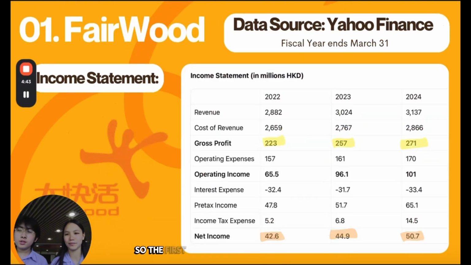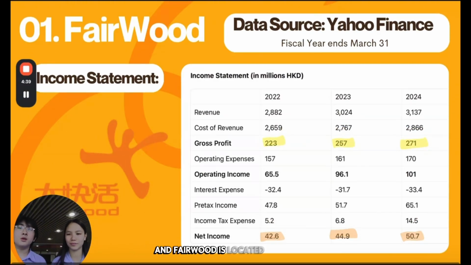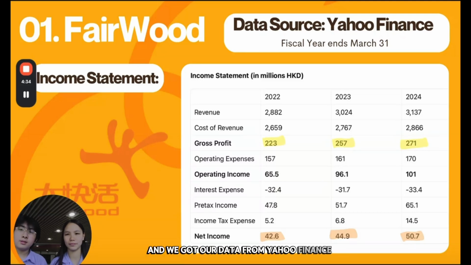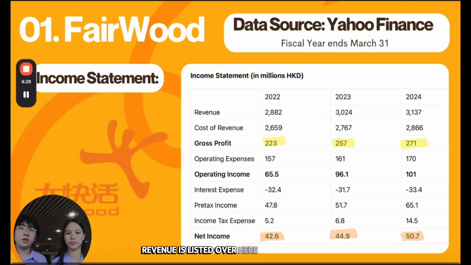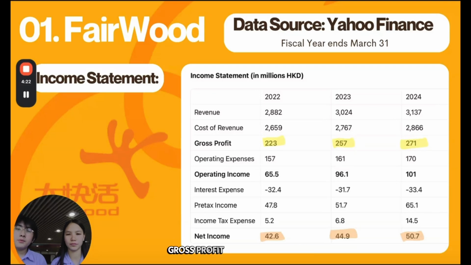So, the first business that we chose is Fairwood, and Fairwood is located in Hong Kong. And we got our data from Yahoo Finance, and this income statement, the fiscal year ends March 31st. And as you can see, the sales revenue is listed over here in millions of HKD, and then there's cost of revenue, gross profit, operating expenses, operating income, interest expense, pre-tax income, income tax expense, and then at the end is net income.